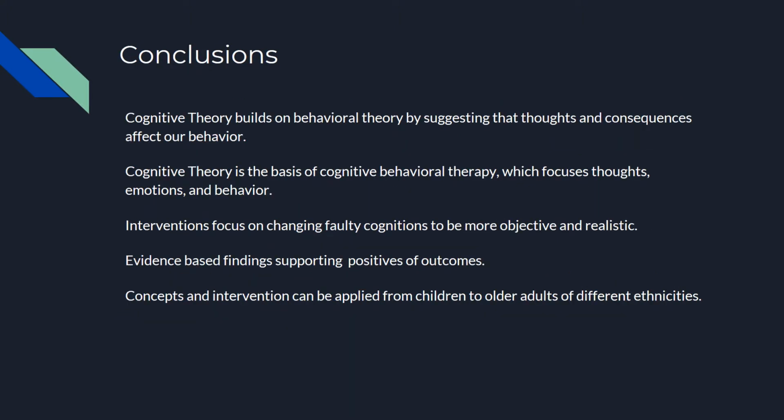To sum up what we just learned, cognitive theory builds on behavior theory by suggesting that thoughts and consequences affect our behavior. Cognitive theory is the basis of cognitive behavioral therapy, which focuses on thoughts, emotions, and behavior. Cognitive theory interventions focus on changing faulty cognitions to be more objective and realistic. It also has evidence-based findings supporting positive outcomes. And last but not least, concepts and interventions can be applied from children to older adults of different ethnicities.